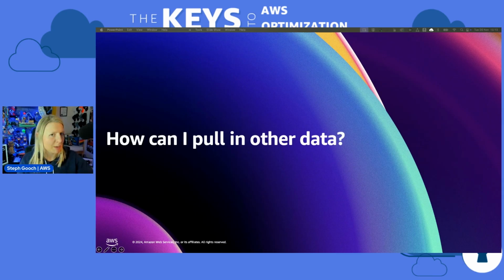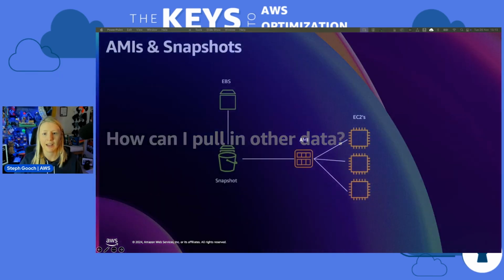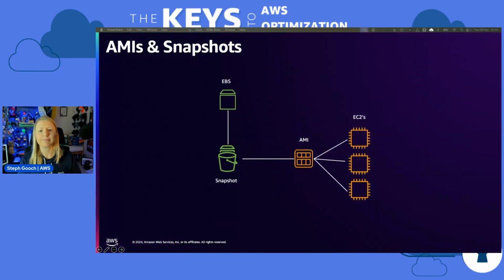Now, there are many different things you might want to pull in when it comes to your CUR to enrich it, things like business metrics, utilization metrics. But in this one, we're going to be bringing in configuration information about resources, and we're going to be focusing on AMIs and snapshots. So in the picture above, we can see how we utilize snapshots with AMIs. We have an AWS volume, we take a snapshot, we use it to make an AMI, and then we spin up lots of lovely EC2 instances from that.